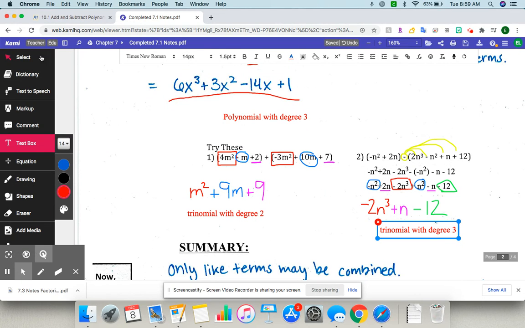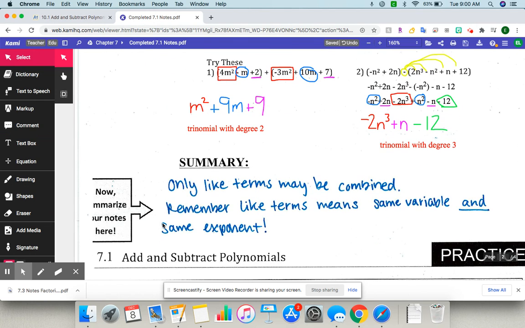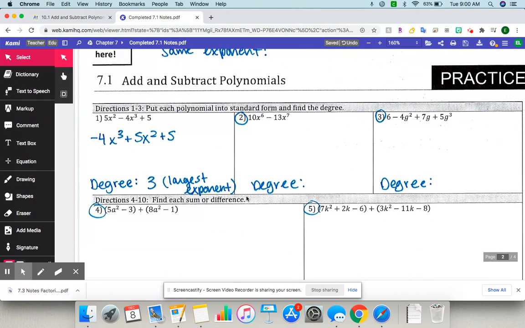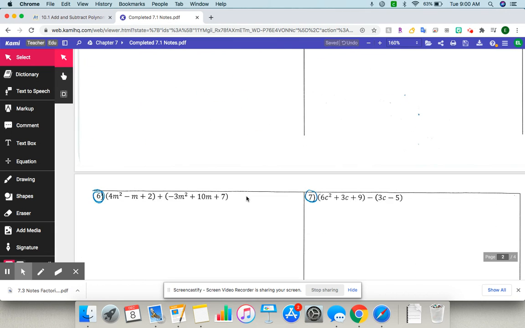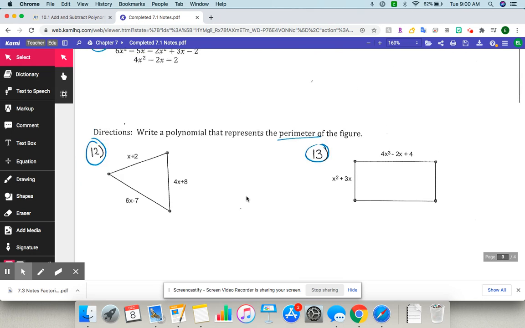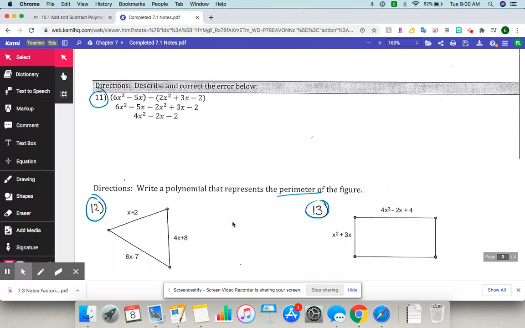So to summarize, remember only like terms may be combined, and like terms means that they must have the same variable and the same exponent. So for your practice questions, I do ask that you only complete the ones circled, and that includes these questions down here. All right. By the way, this does say perimeter, so keep that in mind. Think about what perimeter means.